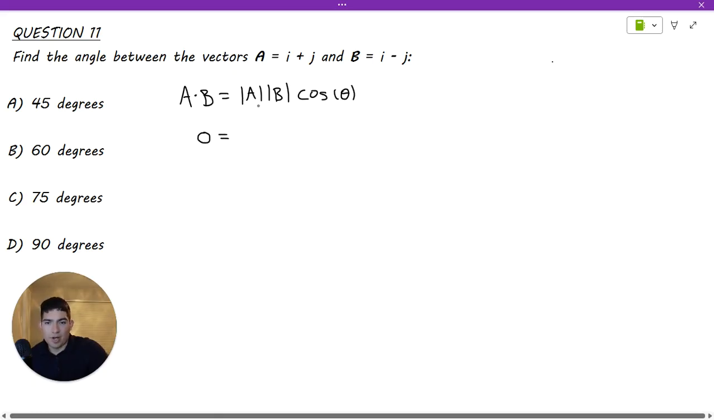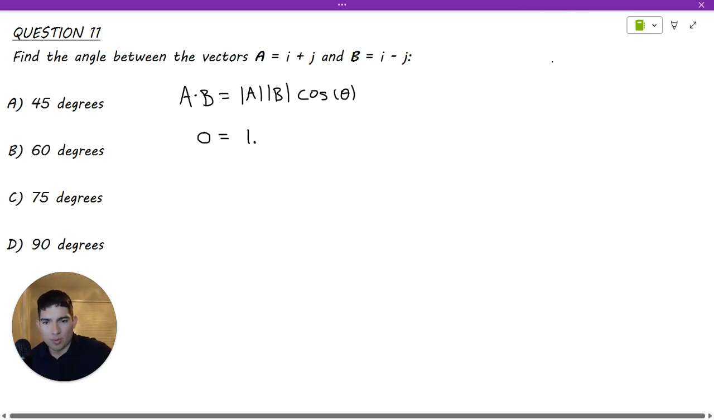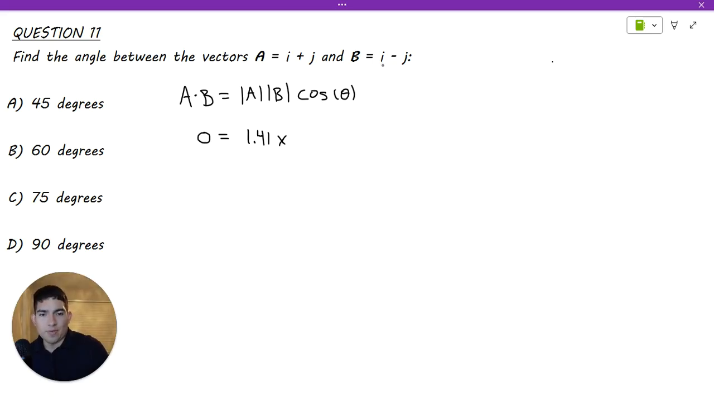And now we need to find the magnitude of A and the magnitude of B. So let me go back to the calculator here and start off by finding the magnitude of A. The components are going to be 1 and 1, so it's going to be the square root of 1 squared plus 1 squared, and that is going to be square root of 2. If we hit this button right here, it's going to convert it to a number, so we can go ahead and grab that number. We'll just round it to 1.41.